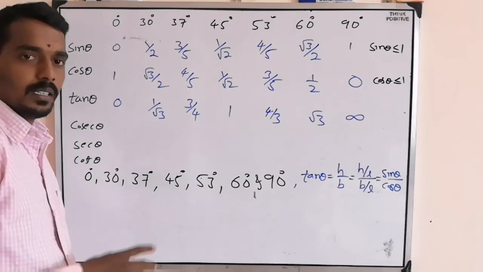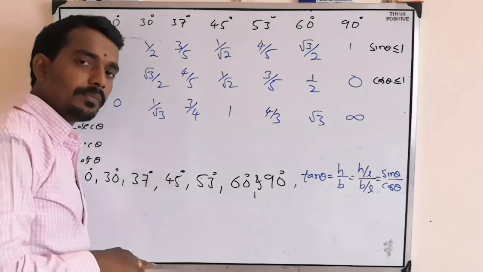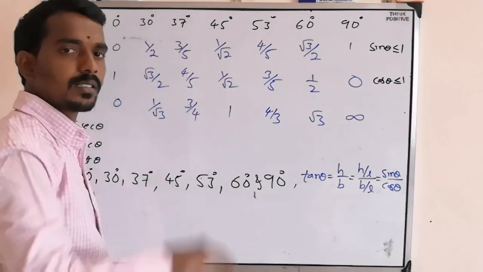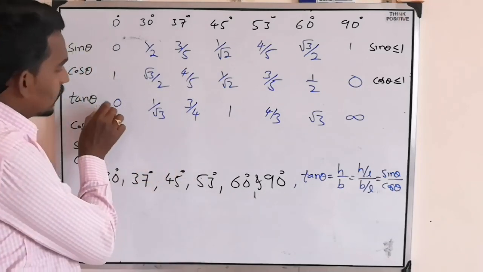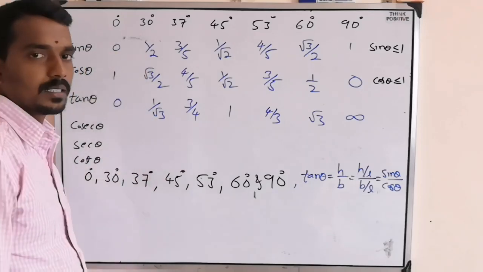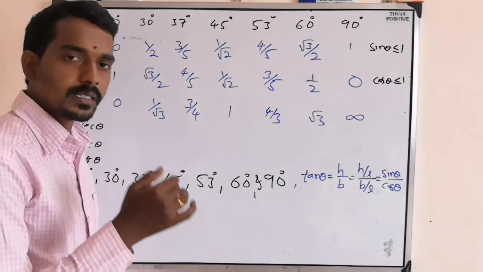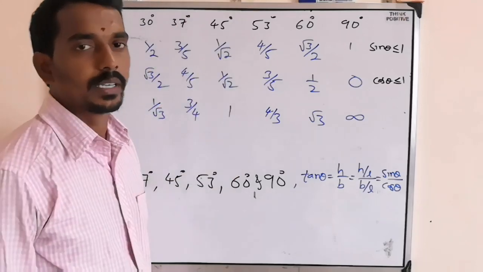Here the least value is 0, but the maximum value is up to infinity. The value increases up to infinity. So tan theta is not like sin theta and cos theta, which are always less than or equal to 1. It can take any value up to infinity.